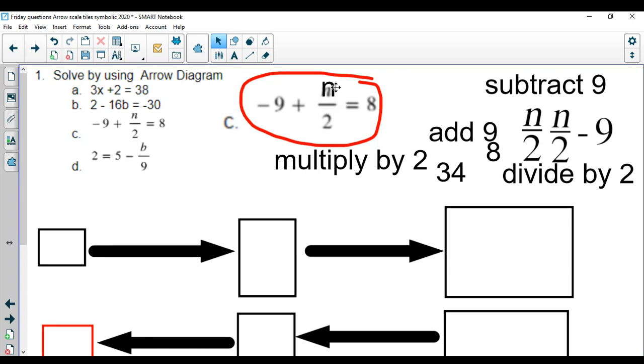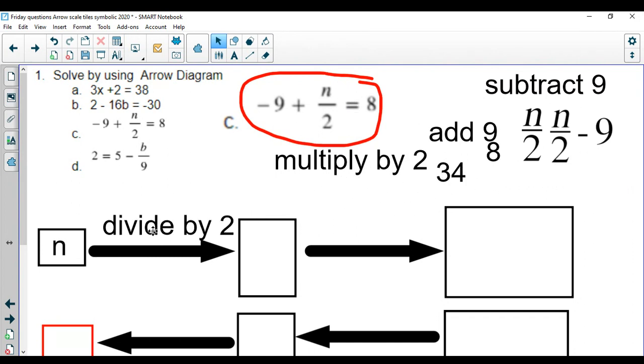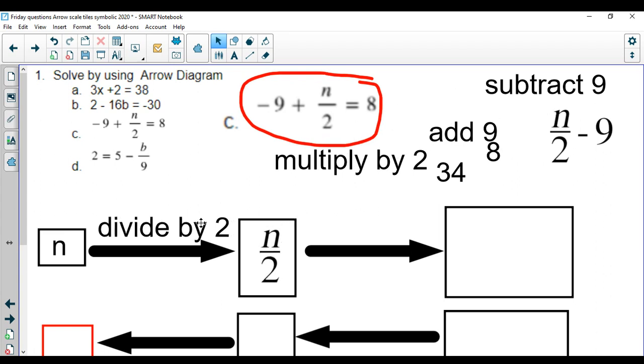First thing we always start with is our n. N goes there. What do we do to n? What's our first thing we're doing to that? We're dividing by 2. Therefore, we get n over 2. Okay, now that's our first step. We can't add anything else to that.